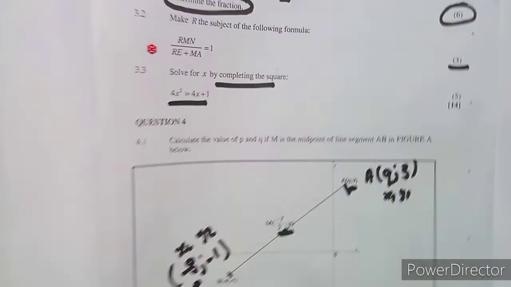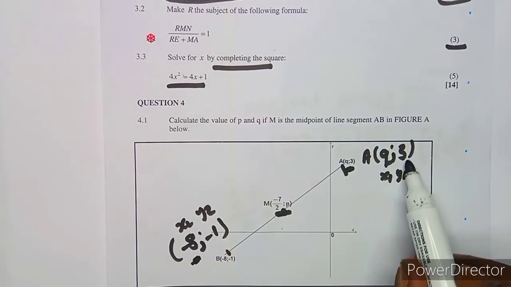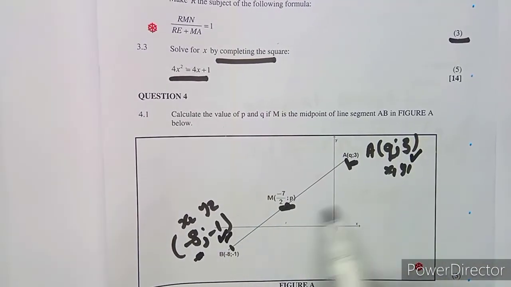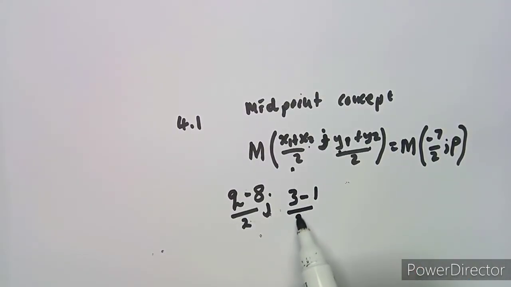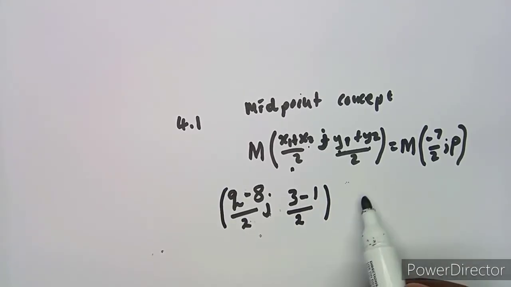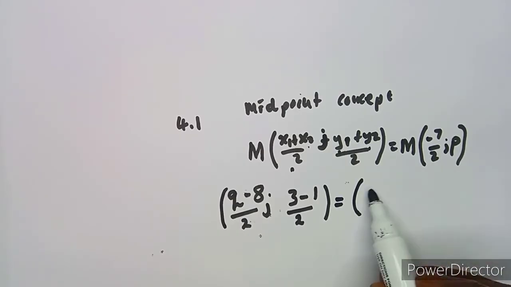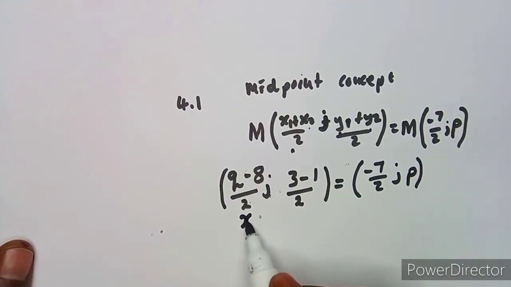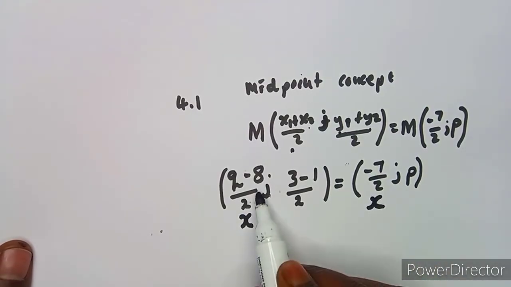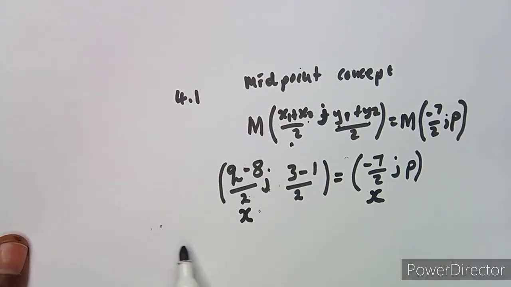For y, y1 is 3 and y2 is minus 1, so it's 3 plus minus 1, which is 3 minus 1, 2, over 2. This gives us the midpoint that we are given here, which is minus 7 over 2, p. As we can see, it's actually an equation, because this represents the value of x and this represents the value of x, which should be equal. These two are equal, so we can form an equation.